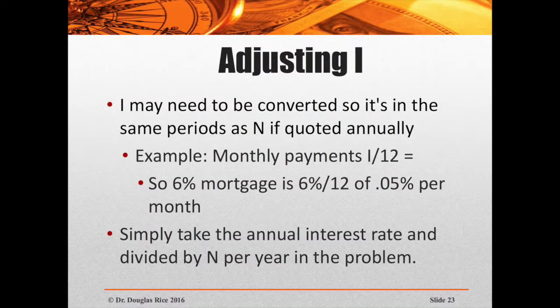The second thing is I. When we adjust I, we're going to adjust I for the same time periods as N. So if the interest rate is quoted annually and N is monthly, then we'd simply take our 6% mortgage, which is the annual amount, and divide it by 12 to get a monthly mortgage interest rate of 0.5% per month. So you can see that N and I have to be the same time period.